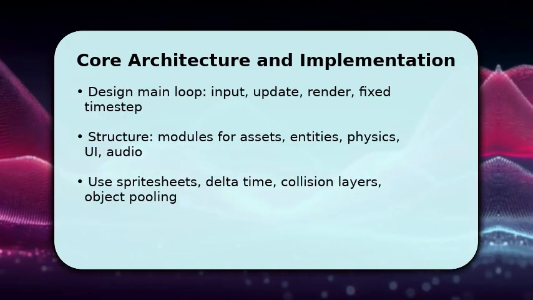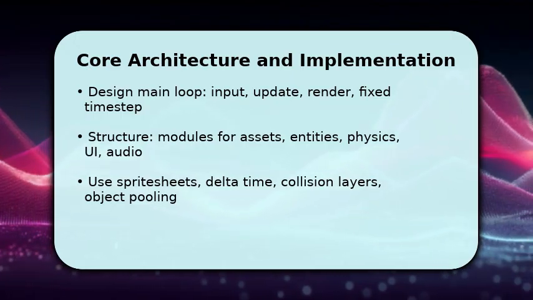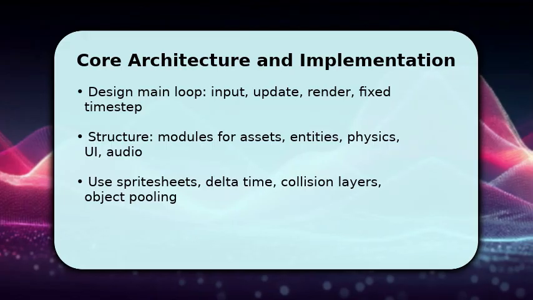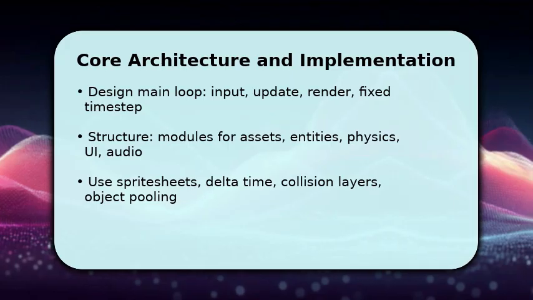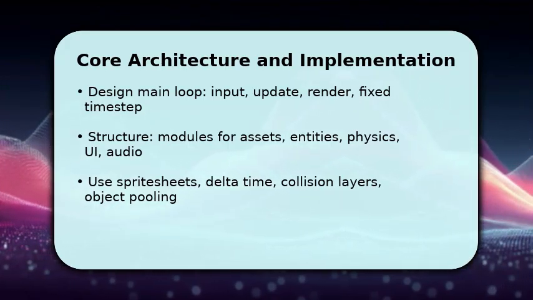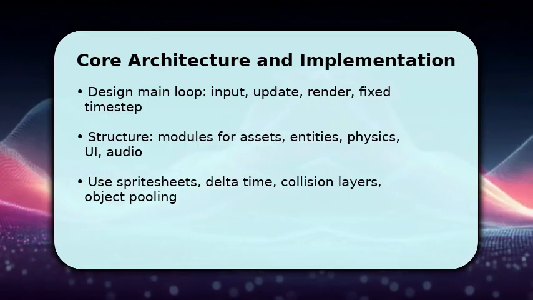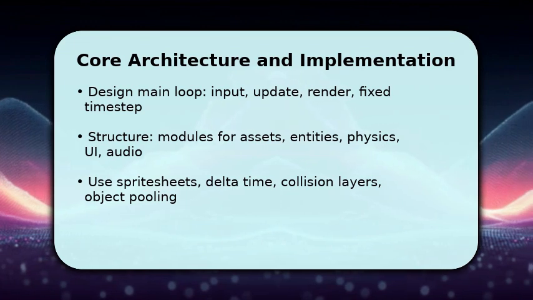Next, structure code into clear modules, assets, entities, physics, UI, and audio so you can iterate fast. Load sprite sheets and pack animations, apply collision layers and spatial partitioning for performance. Use object pooling for bullets and particles. Once these systems interconnect, you'll have a maintainable engine where adding features is incremental and reliably testable.